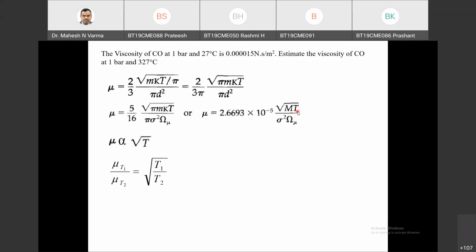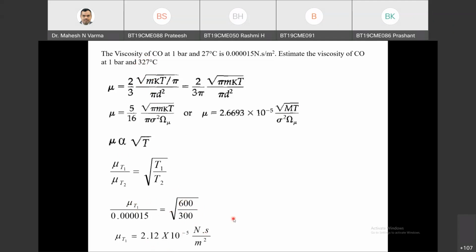Yeah. So it is 2.1 into 10 raised to minus 5 Newton second per meter square. So this is Kelvin. Okay, temperature is in Kelvin. So this is T1. Okay, so this T1 is taken to be 300 Kelvin, and T2 is 600. So it is 2.21 into 10 raised to minus 5 Newton second per meter square.